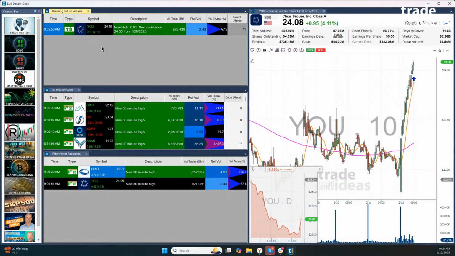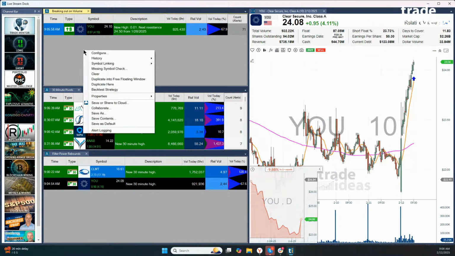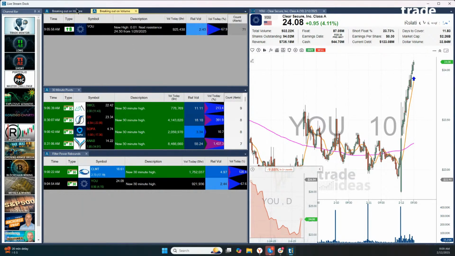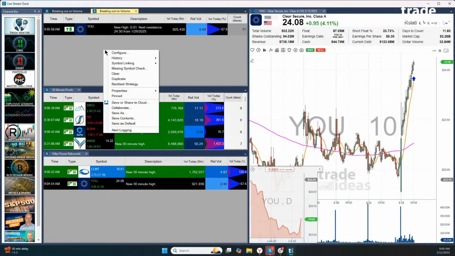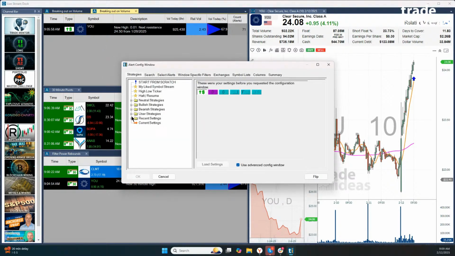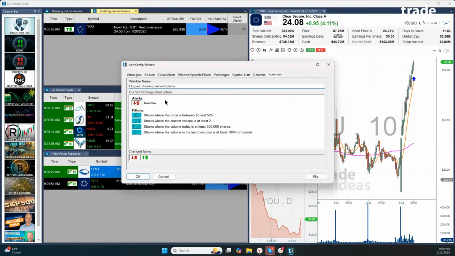Now, notice one more time that I did this breaking out on volume. I can right click here, watch the power, duplicate here. So now I have 2 copies of it, but I go to configure on the second one and I simply say flip. And now I'm going to change the name to breaking down on volume.